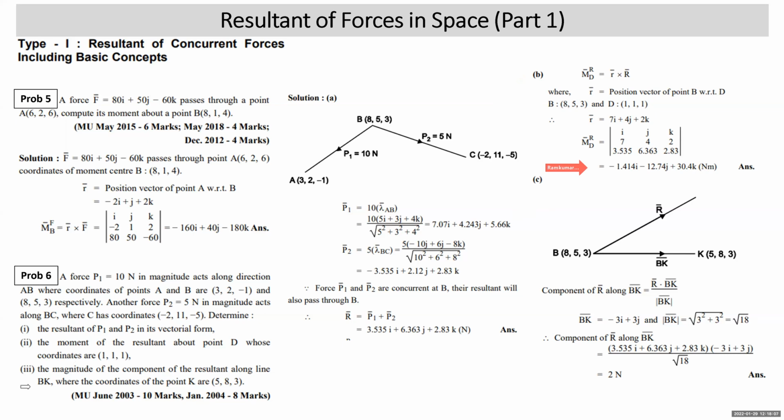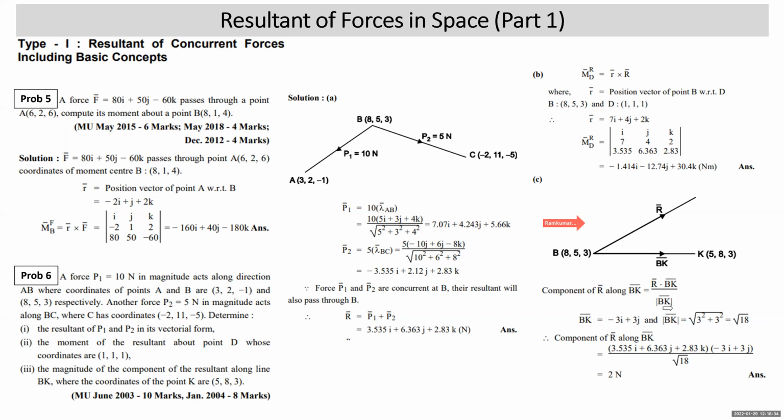Now the third part of the problem, what it says: magnitude of the component of the resultant along the line BK, where the coordinates of point K are 5, 8, 3. Again, student, I have drawn a diagram. B point has coordinates 8, 5, 3. I've just marked the resultant something like this, and I have shown the line BK. B point coordinates are given. K is given: 5, 8, 3. So the component of R bar along BK will be R dot BK divided by mod of BK.